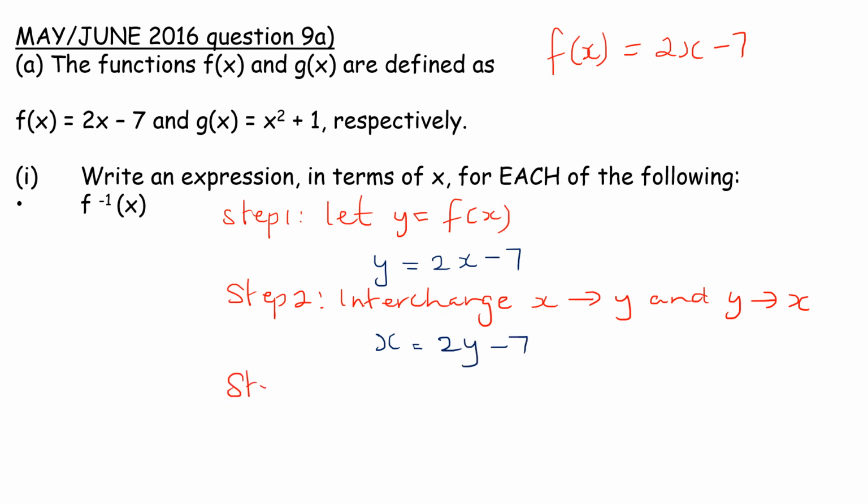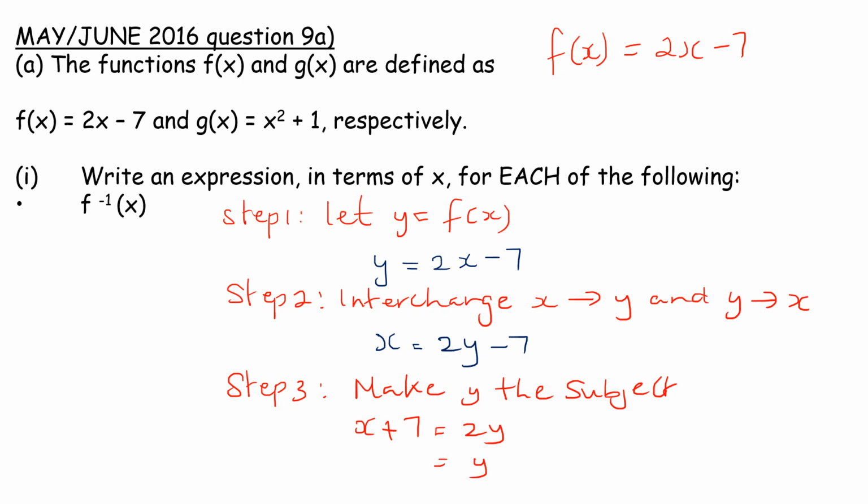Step 3, we're going to make y the subject. So it will become x minus 7. It was a minus 7, so it's going to become a plus 7 equals 2y. So then y is equal to x plus 7 over 2. Therefore, f inverse x is equal to x plus 7 over 2. And that's the answer.